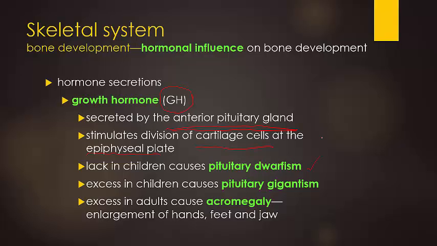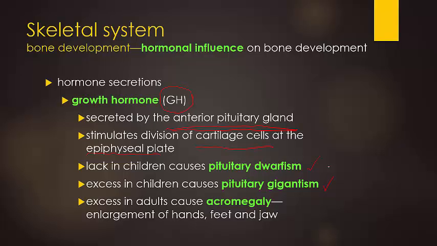A lack of growth hormone in children produces a condition called pituitary dwarfism. With pituitary dwarfism, the relative body proportions are appropriate, and so it's just a miniature version of a full-size person. An excess of growth hormone in children and then on into adulthood produces a condition known as pituitary gigantism, where a person could be very, very tall, and so there are records of people who exceed 8 feet in height as a result of pituitary gigantism.